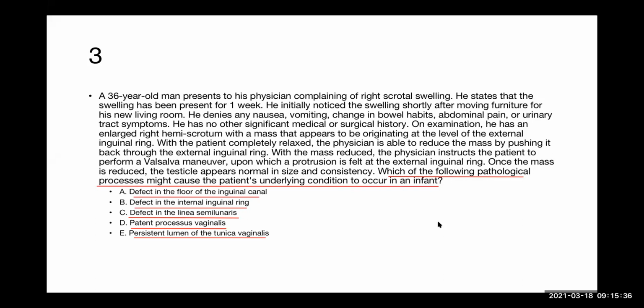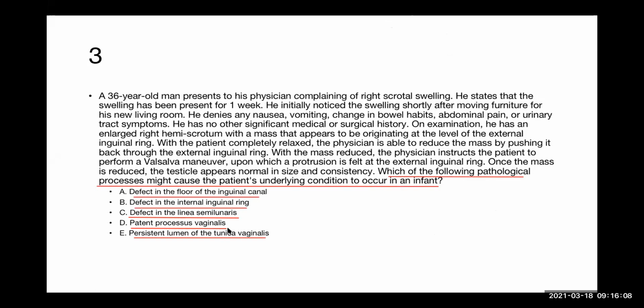Anybody? D. Okay, can you explain why? The processus vaginalis provides the connection between the peritoneum and the scrotum. So if that doesn't close and remains patent, the connection will also remain, and the content of the abdominal cavity can easily protrude into the scrotum. Exactly, absolutely. Correct explanation he has given. This is D, patent processus vaginalis.